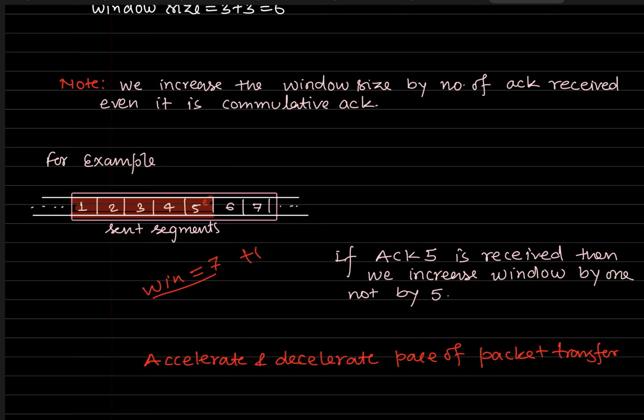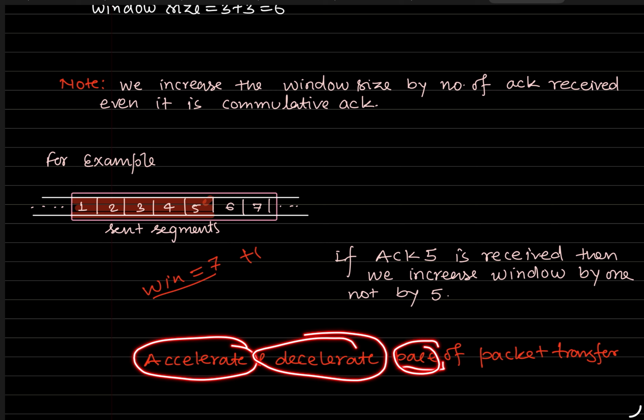So it is decreasing the pace of transmission of packets. With the help of the congestion window only, we decide how many packets are to be transferred. So based on the congestion window we accelerate or decelerate the pace of packet transmission.